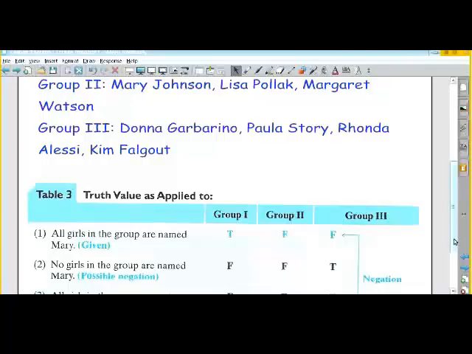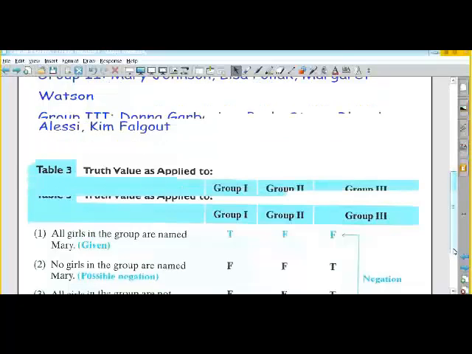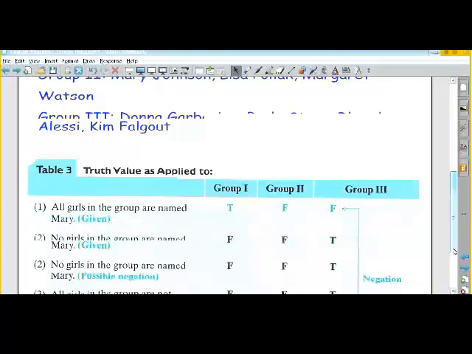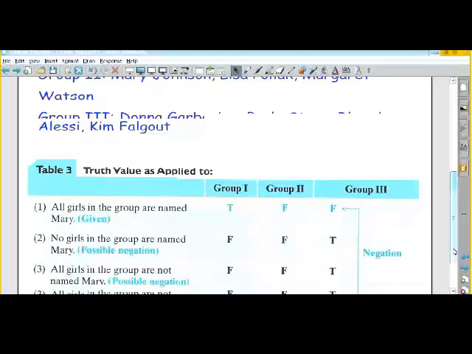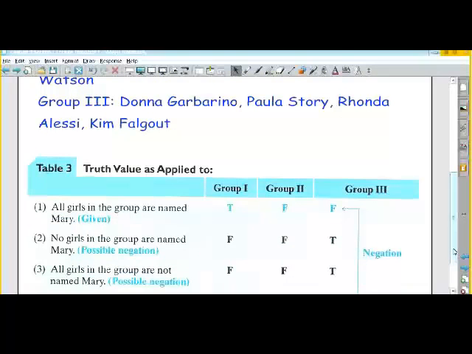We can't just put a no there. The next one would be all girls in the group are not named Mary. So rather than using no here as a negation, we're going to say not. That's another way of usually saying a negation. So again, we ask the same question for the three groups. The first group is all Marys. All girls in the group are not named Mary. Well, that's false because all the girls in the group are named Mary.